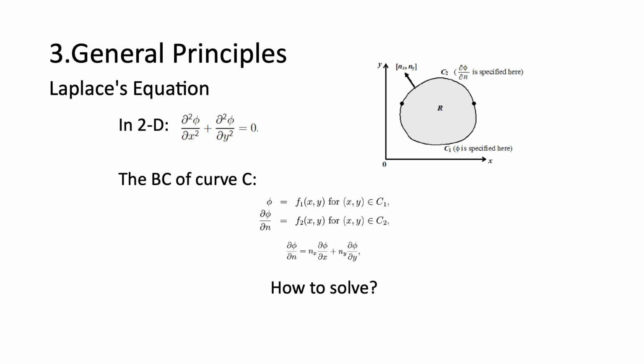Next, I will talk about the general principles. Let's start with the two-dimensional Laplace equation. Phi is a function of both x and y. Look at the figure. Closed curve C containing C1 and C2 is the boundary of region R. On C1, phi is specified, and on C2, the derivative of phi with respect to n, dphi/dn, is specified. How can we solve this equation?